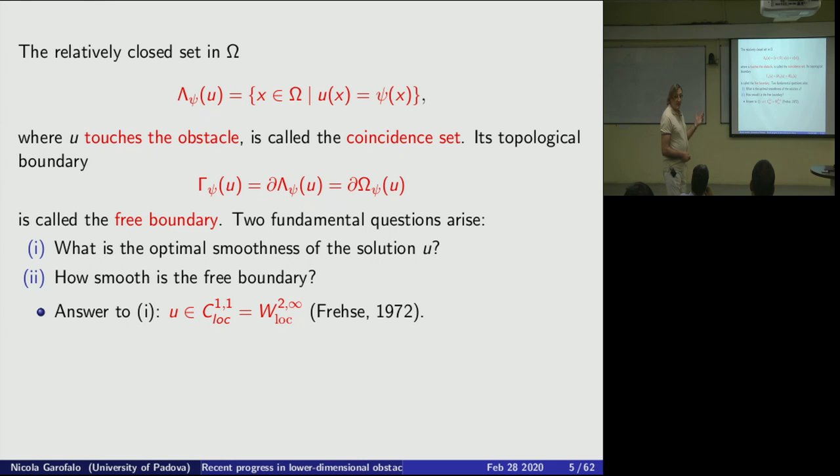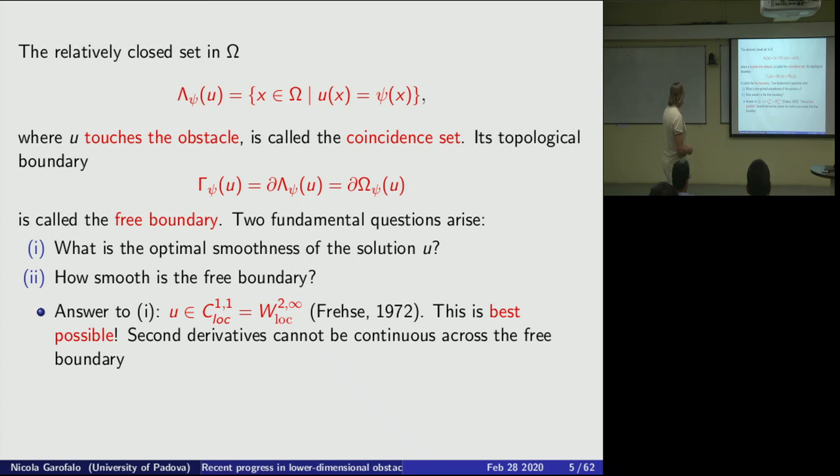Now, the first question was answered back in 1972, in a pioneering paper by Frehse. He showed that the solution is C^{1,1}. C^{1,1} means two derivatives in L infinity, if I use the Rademacher-Stepanov theorem. So this means that the second derivatives are only bounded, but they are not necessarily continuous. And this is quite obvious, because on the coincidence set, the Laplacian of U coincides with the Laplacian of the obstacle. Away from the coincidence set, the Laplacian of U is zero. So there is a discontinuity in the Laplacian. So second derivatives are bounded, but not necessarily continuous. So this settles the question of best possible smoothness of the solution.